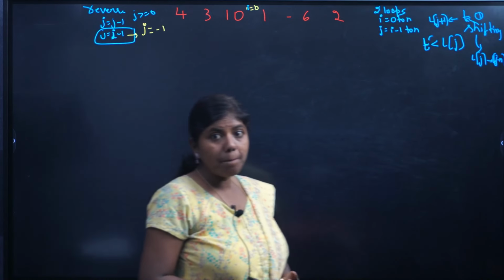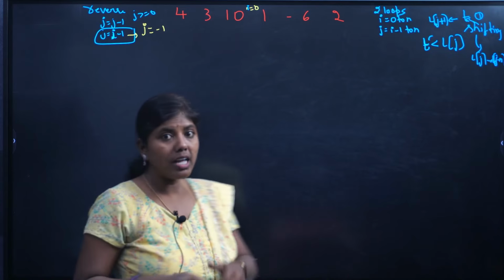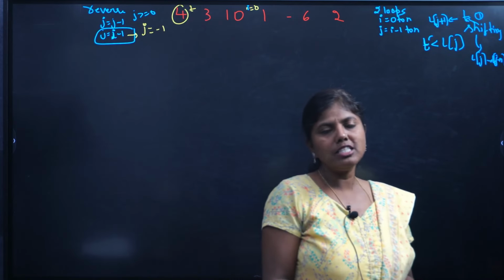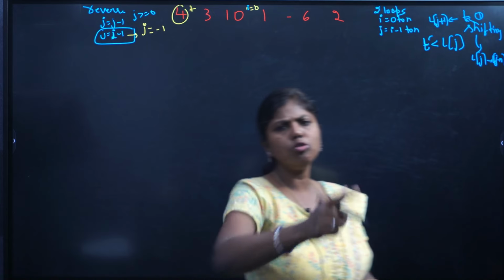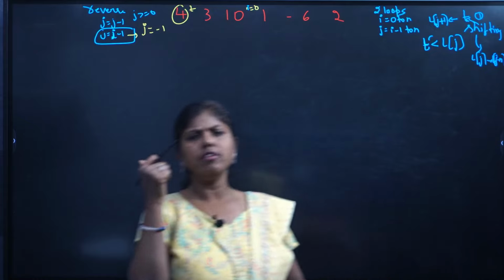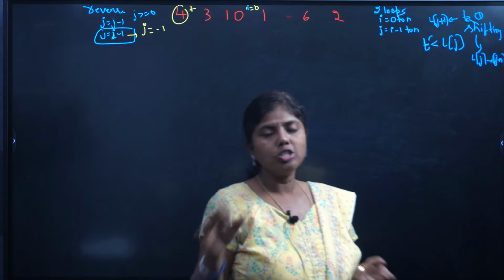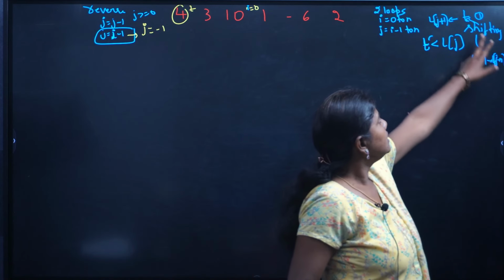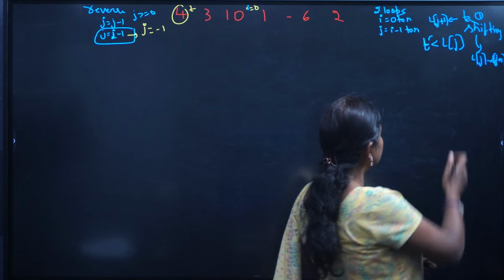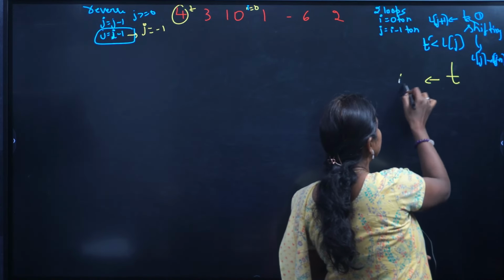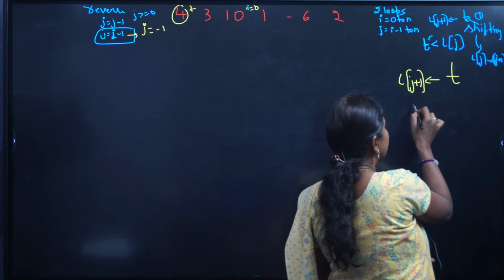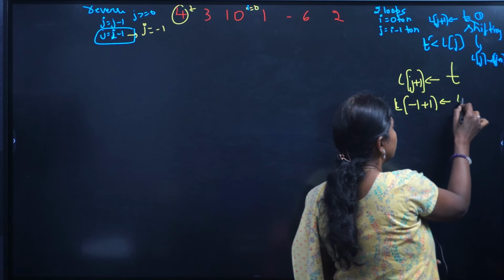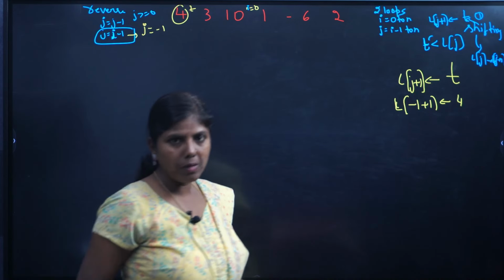I take one element at a time. This is going to be my t, the first element. I can't compare it with previous elements, as nothing is there. The first comparison is not going to take place, and the loop is not going to run in this case. We will store t in j plus 1. What is j plus 1? Minus 1 plus 1, that is 0. So 4 will be stored in position 0, the same place.